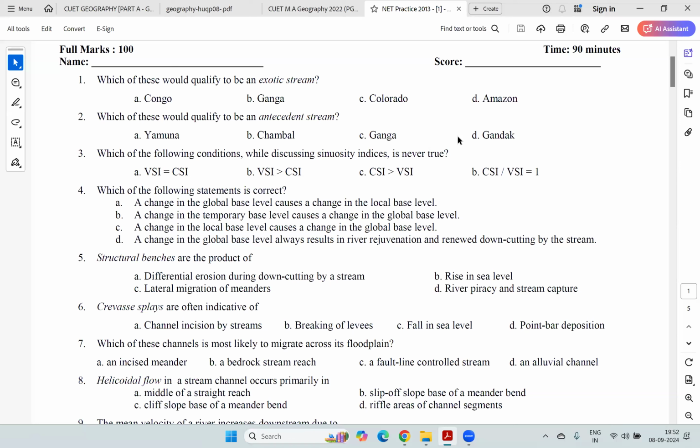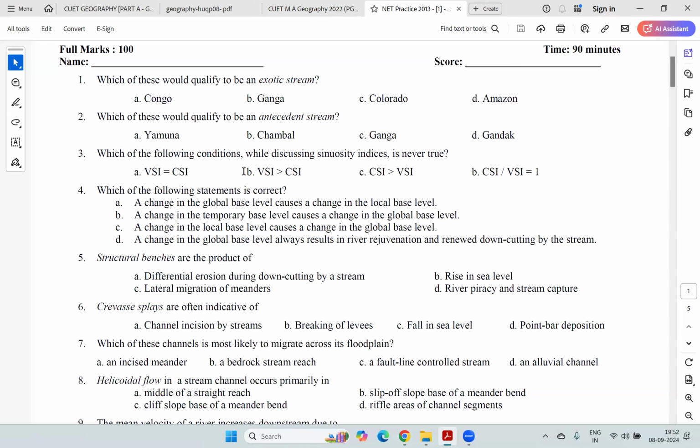Then which of these is not true? VSI, valley sinuosity index, and CSI, which is channel sinuosity index, right? So valley sinuosity equal to channel sinuosity, valley sinuosity higher than channel sinuosity. Which one will never be true, right? Any answers? A, B, C, D. Number 3. Which one? B.